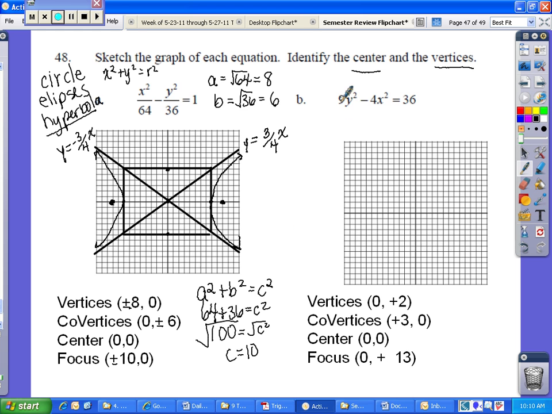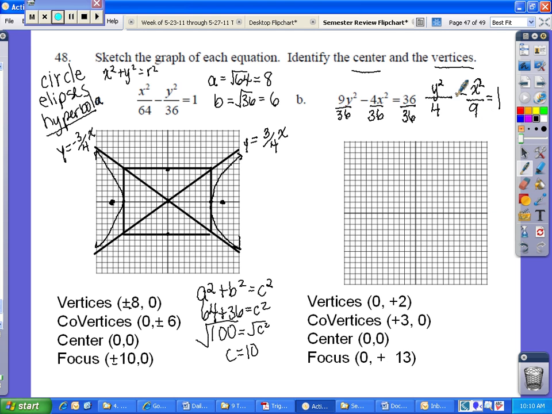Okay. Now looking at B, again, we said that this was also a hyperbola because of the minus sign. The difference here is that I have a 9 and a 4 as a coefficient, so I first have to get rid of those, and a hyperbola's equation should also be equal to 1. So I have to divide by 36 to get that equal to 1. And if you notice, that now makes my equation y squared over 4 minus x squared over 9 equals 1.